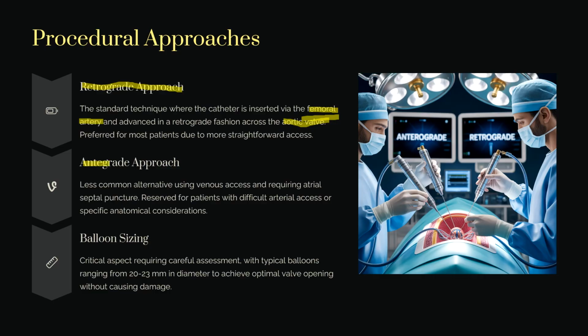Next, antegrade approach. Less common alternative using venous access. That was artery access. This is venous access and requiring atrial septal puncture. Atrial septal puncture means septum between the two atria. Reserved for patients with difficult atrial access or specific anatomical considerations.